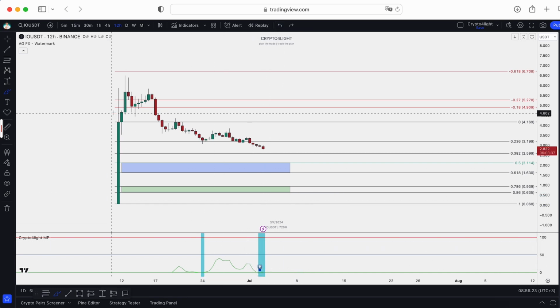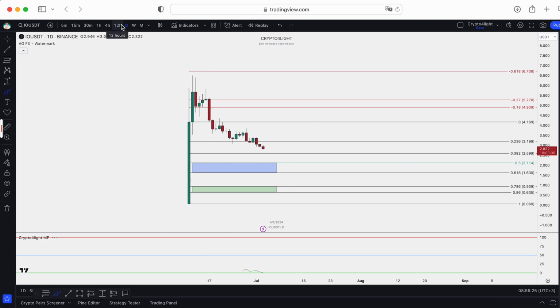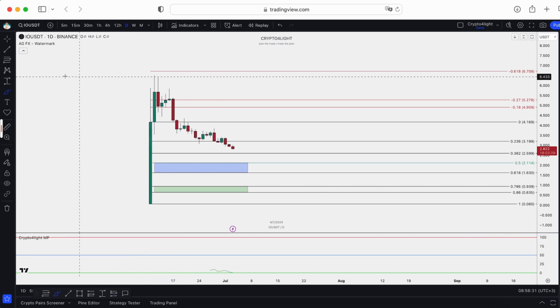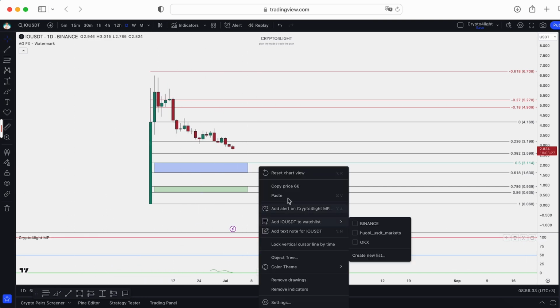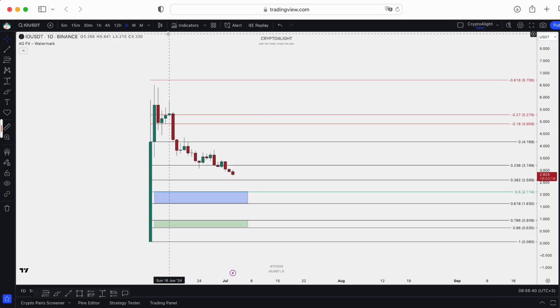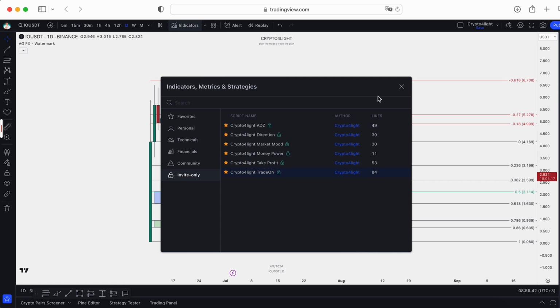That's why here, this is money inflow on the 12-hour time frame. On the daily time frame, yes, we are at the bottom, but without money inflow. So I would like to see the money inflow. So let's add an alert, this one. I would like to see the money inflow on daily. Got it.